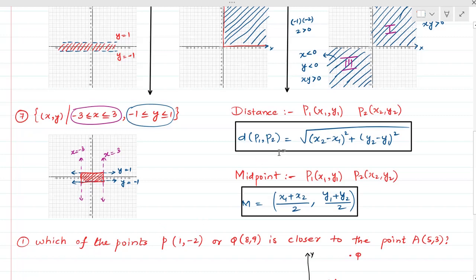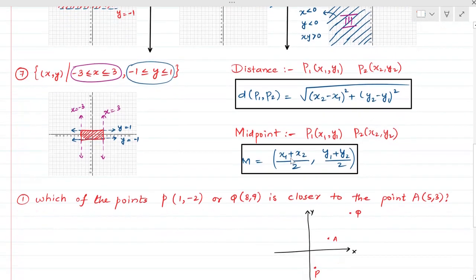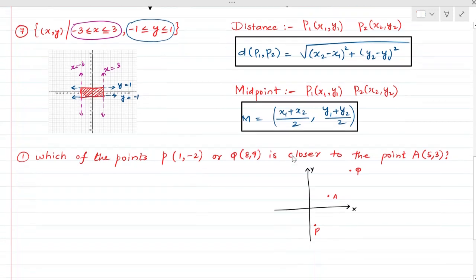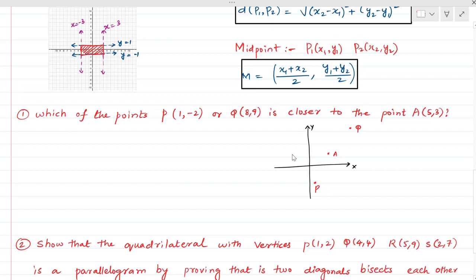Now let us go with the problem here. How to calculate the distance? Distance between P of x1, y1 and P of x2, y2. If you have a group of points, how will you calculate the distance between the two points? It is the square root of y2 minus y1 whole squared plus x2 minus x1 whole squared. And the midpoint is the average: you have to take the average of x and the average of y. Now let us go with the first problem here.